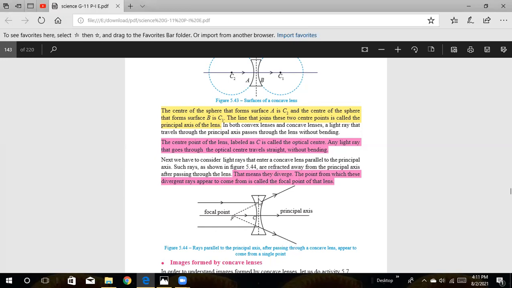And we can see that these rays appear to come from one point on the principal axis. The light rays appear to come from that point. That point is the focal point. This point is the focal point.